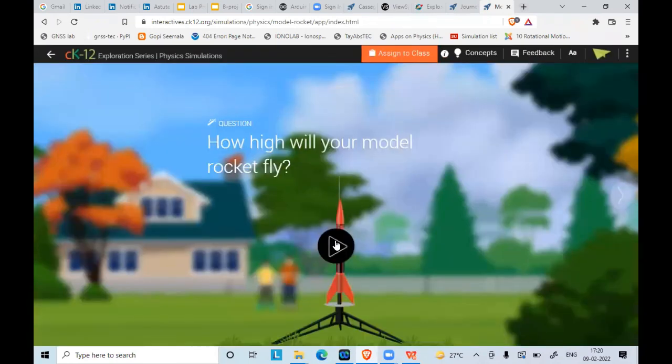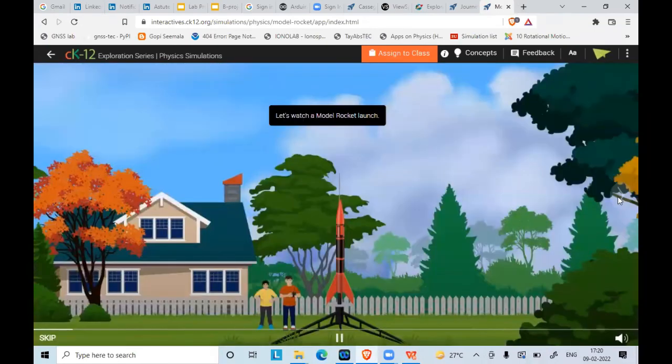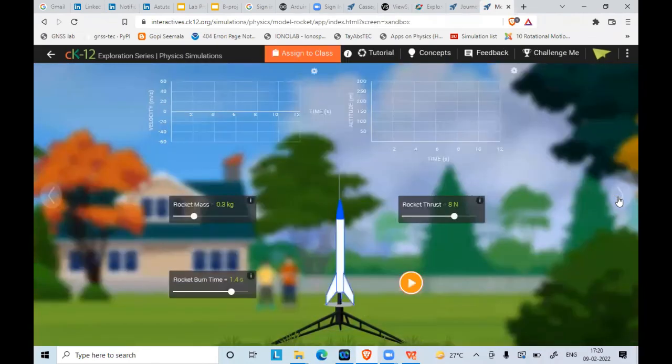Yeah. So here is a simple simulation. You have a rocket mass, you have a rocket burn time, which you can always change from 1.1 seconds to 1.5 seconds. You can also change the rocket thrust. So let's keep these parameters as they are, and let us see what happens.